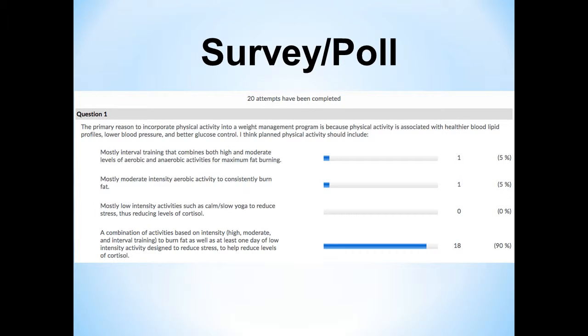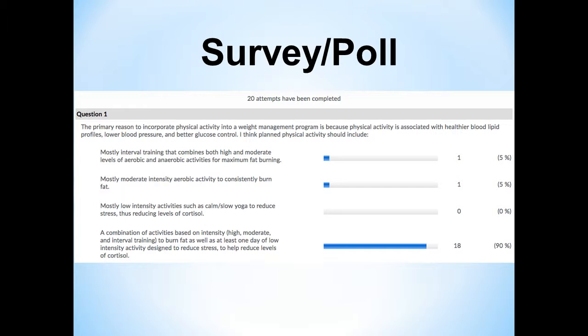The question was, the primary reason to incorporate physical activity into a weight management program is because physical activity is associated with healthier blood lipid profiles, lower blood pressure, and better glucose control.